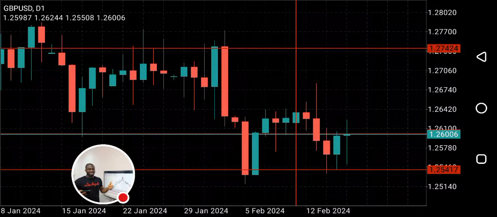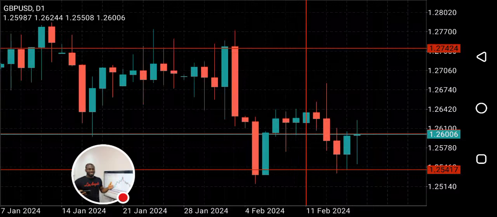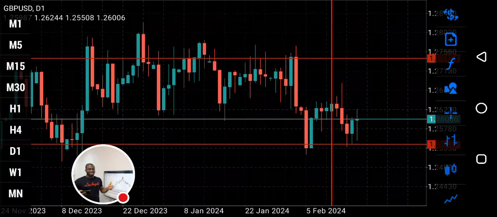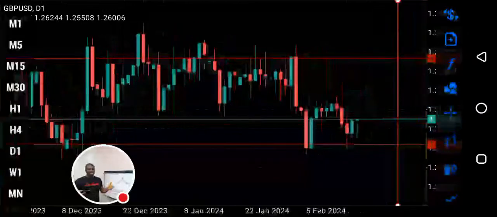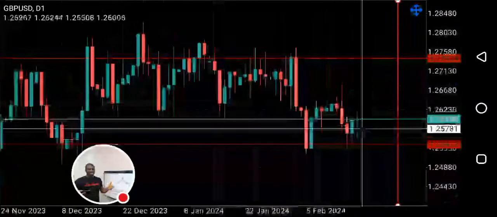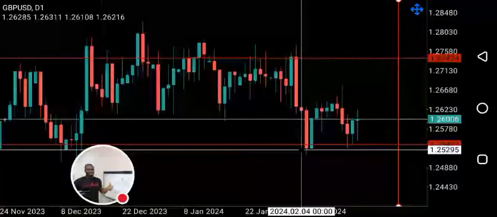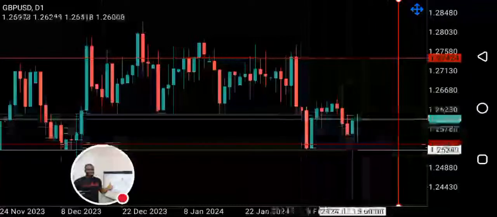As you can see on the daily time frame, please pay attention here. On the daily time frame, you can see several candles have tested this support level. There's been a lot of rejection from that level.